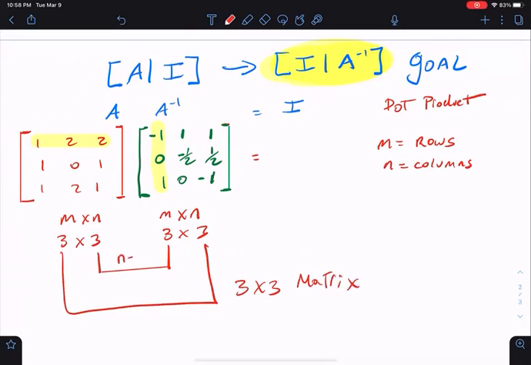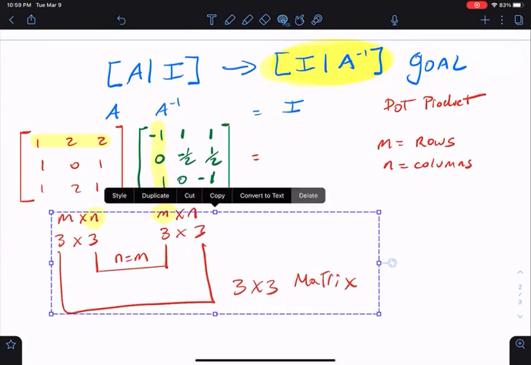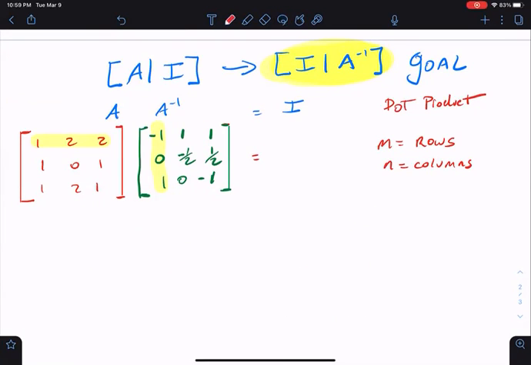These two, n and m, must be the same. If they're not the same, this will not work. If these two, m and n, are equal, then you will get a 3 by 3, as I just showed you. So now you need to do the dot product, row by column. So this is 1 times negative 1, 2 times 0, plus 2. So that should give you 1. So this is negative 1, 0, and 2. That gives you 1. So indeed, that's 1.